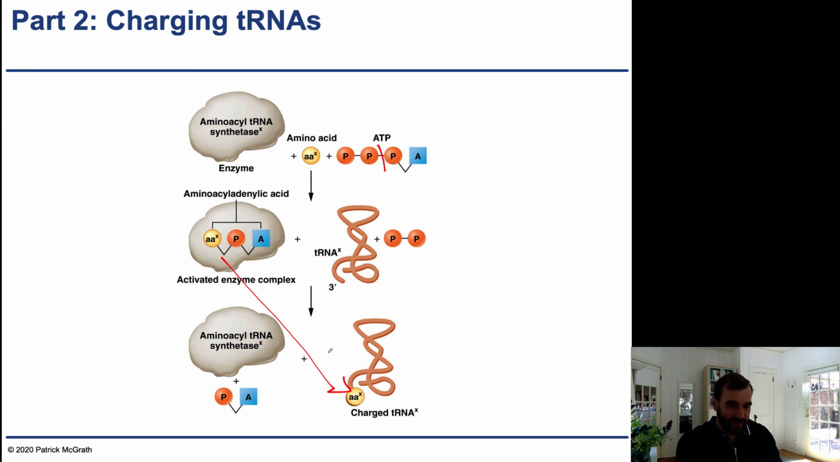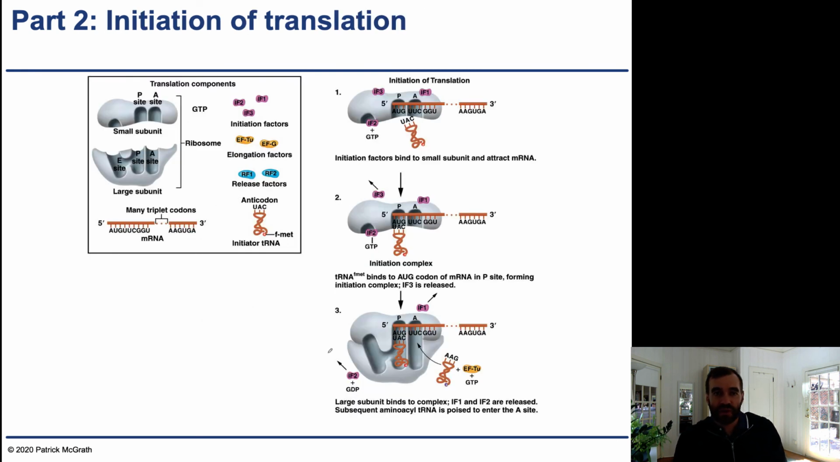So there's a specific enzyme that's required for charging tRNA. There are multiple tRNAs, there are multiple synthetases, and they act together in order to create a fully formed charged tRNA. Once you have a fully formed charged tRNA, then you are ready to start with initiation of translation and progression of translation.